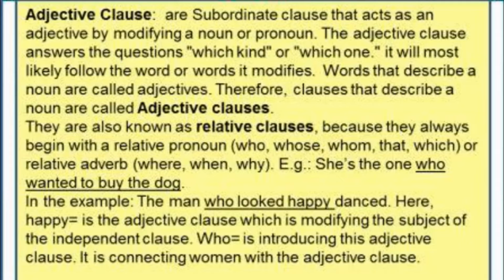Adjective clauses are subordinate clauses that act as an adjective by modifying a noun or pronoun. The adjective clause answers the questions which kind or which one. It will most likely follow the word or words it modifies. Words that describe a noun are adjectives. Therefore, clauses that describe a noun are adjective clauses.